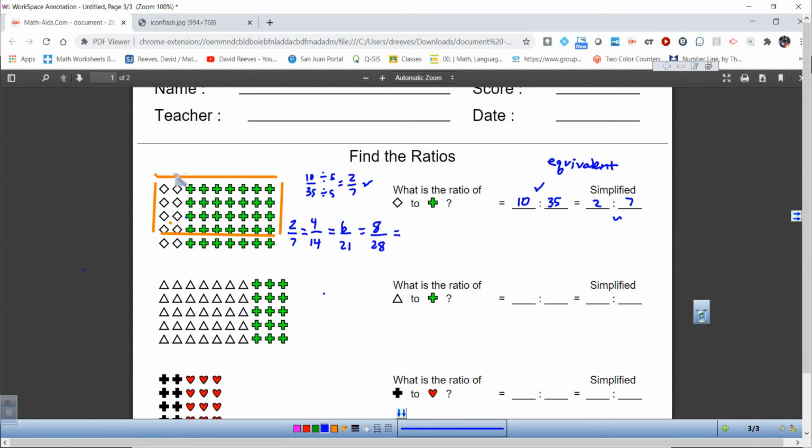And we already did the whole thing, right? When we did the whole thing, what do we have? 2, 4, 6, 8, 10, 12. 7, 14, 21, 28, and 35. All right. So this is not all the equivalent ratios that exist. We could go on forever, but this is all the equivalent ratios that there are in this picture.